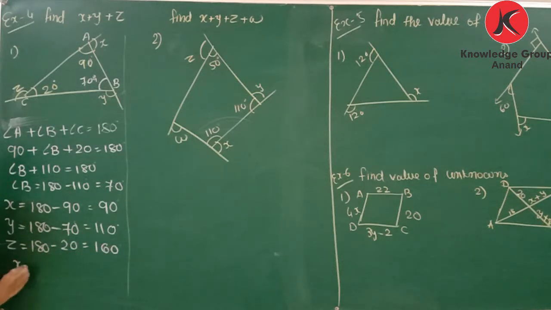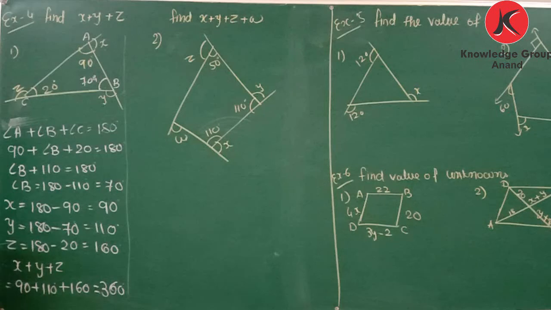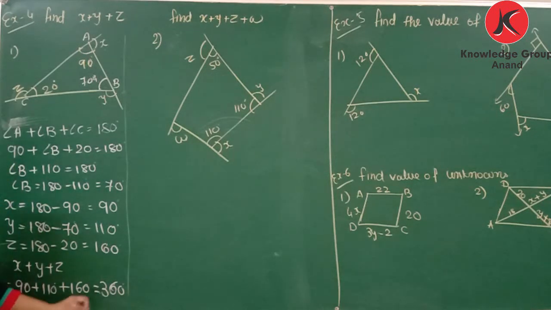So we can write X plus Y plus Z is equal to 90 plus 110 plus 160, that is 360. And we learned in chapter number 3 that exterior angle sum for any polygon is 360. So we get the answer 360.